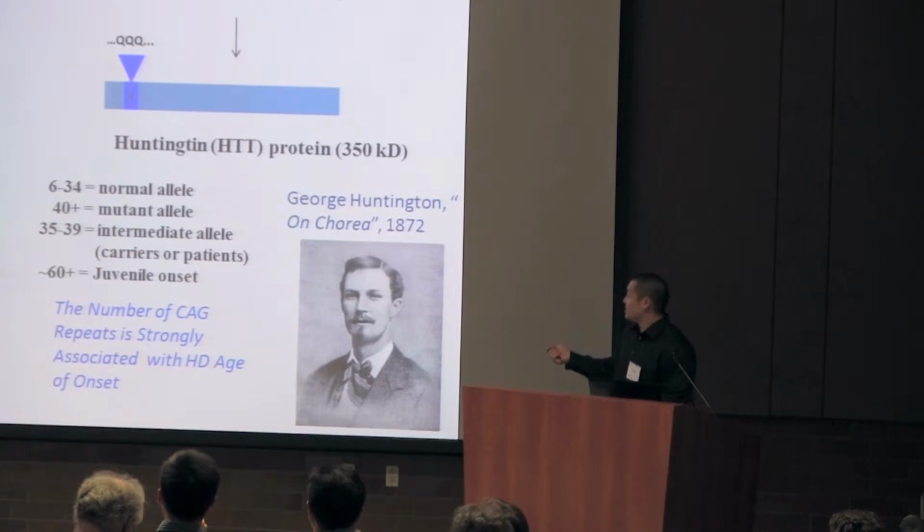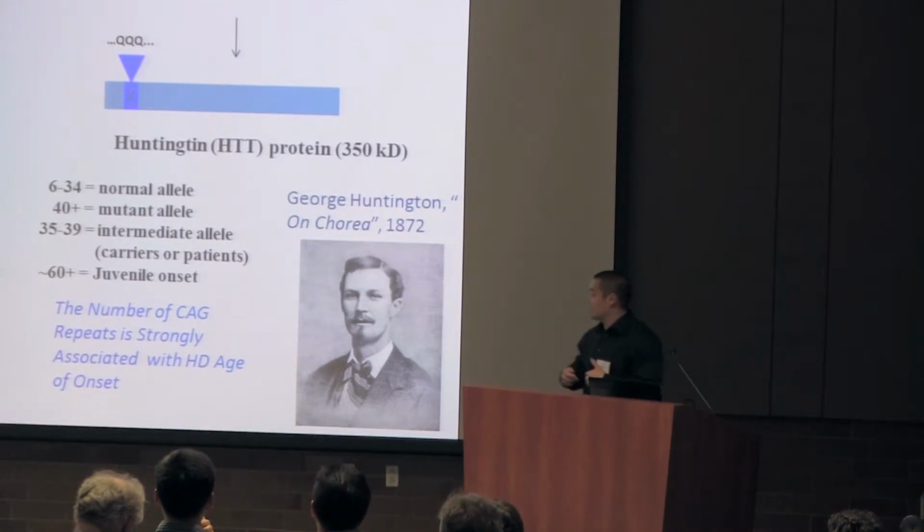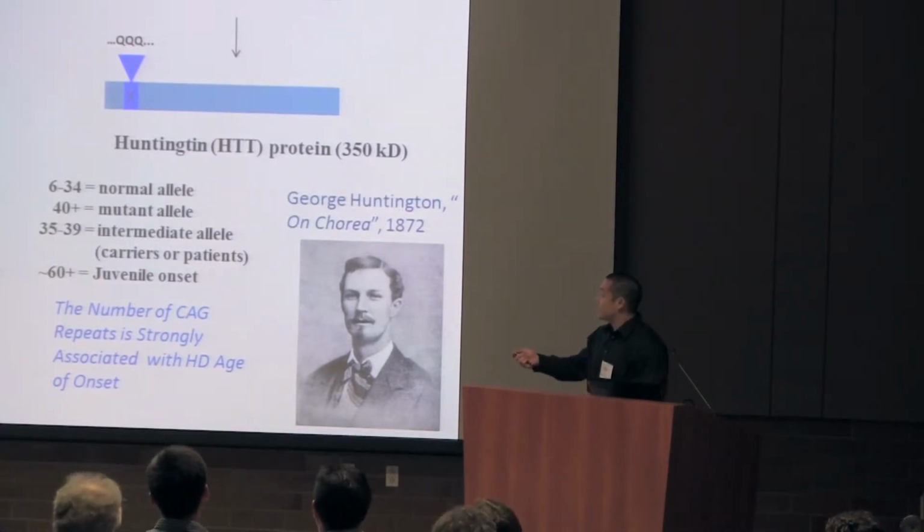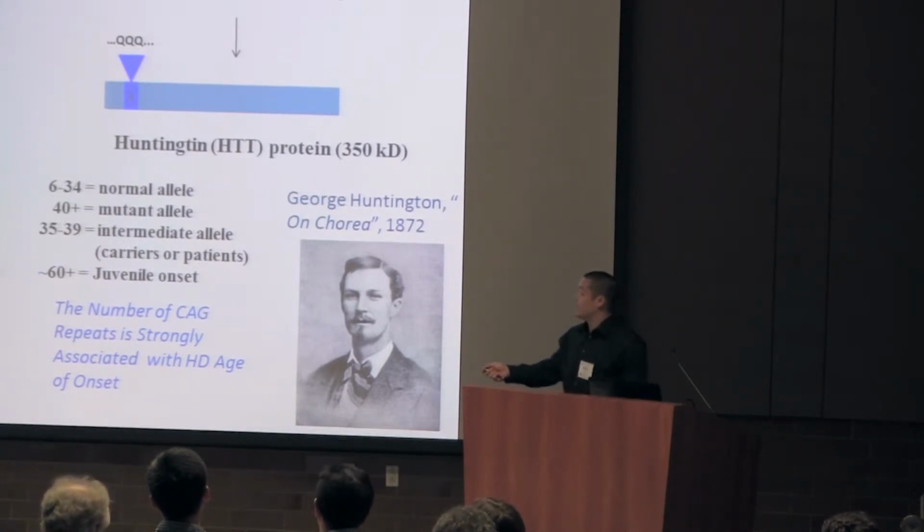It was first characterized by George Huntington in 1872 in a publication titled On Chorea, because of the dance-like movements that individuals have when they have Huntington's disease, which we'll see in the next slide. It's a progressive neurodegenerative disease. As I stated, there are uncontrolled movements, as well as psychiatric symptoms and cognitive deficits.